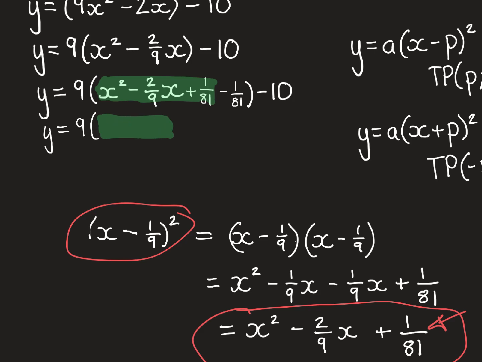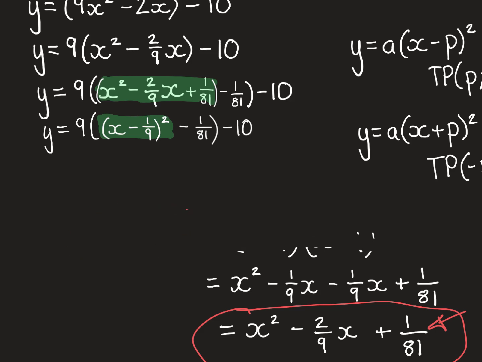The whole point of completing the square is to get to the point where I have x minus 1 over 9 squared. I've completed the square. It's great. There it was, and there it is. I still have that pesky 1 over 81 being subtracted and that minus 10, but that's okay because I can now multiply things out and make it look pretty.